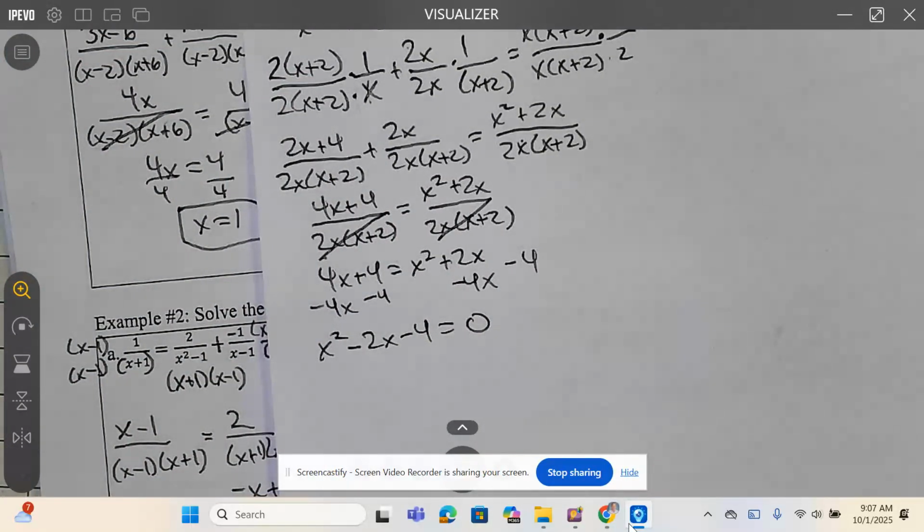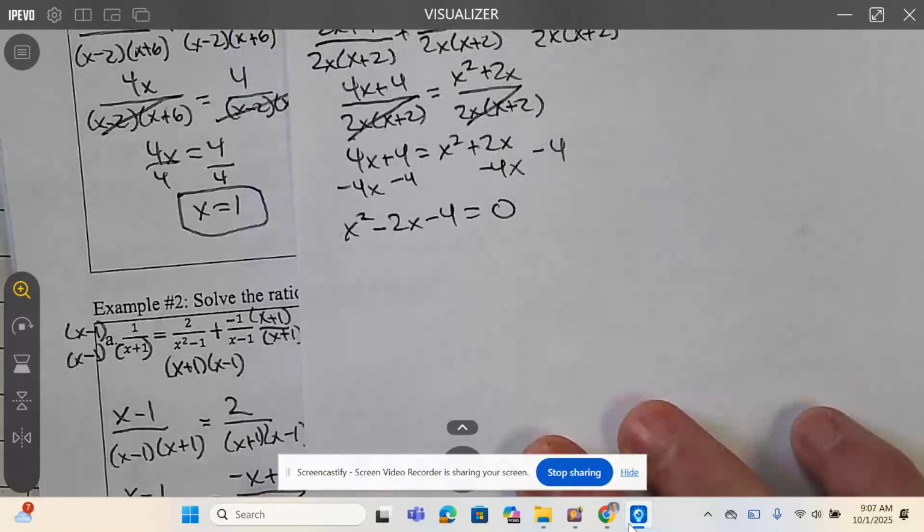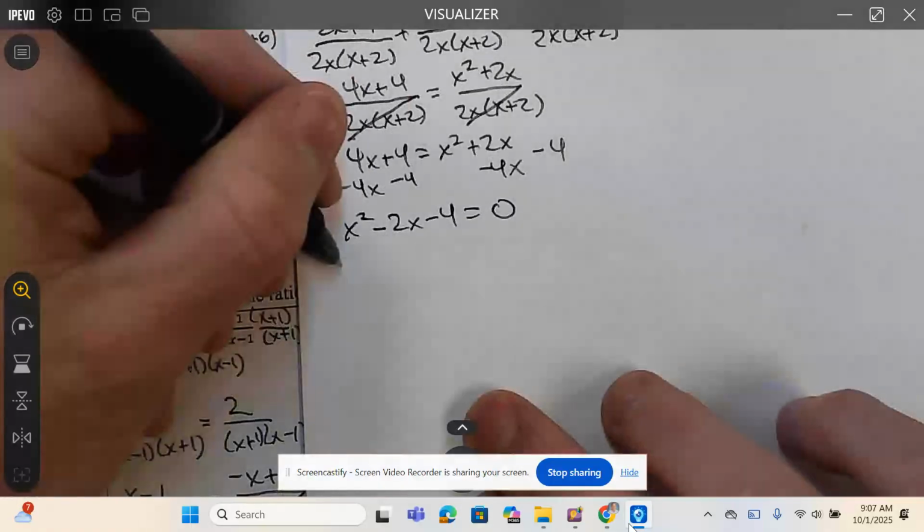Or use radicals as needed. Oh, yeah, it'll just have to be irrational. So I'm going to have to do quadratic formula here.